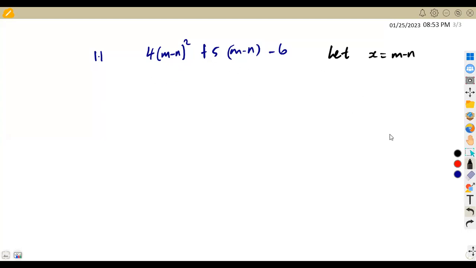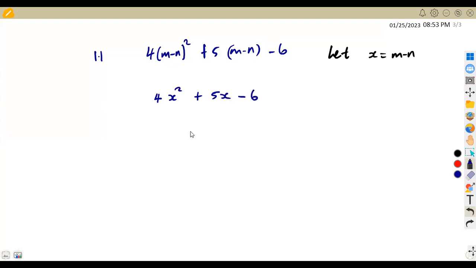So that means we can have this question now as 4, with x in place of m minus n, squared. So this is going to be 4x squared plus 5 into (m minus n), of which m minus n is now x. So this is going to be 5x minus 6.